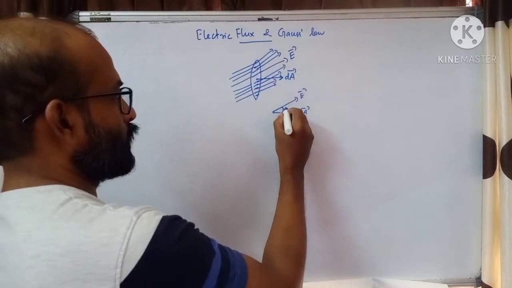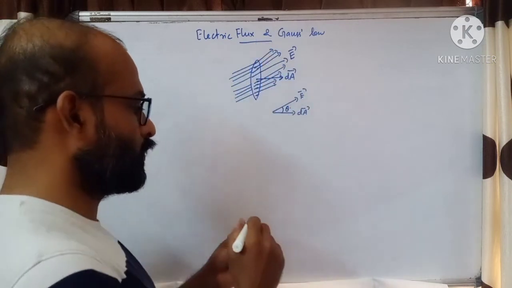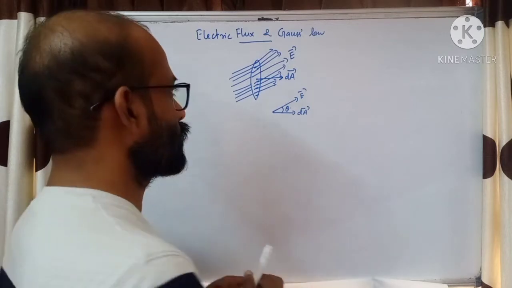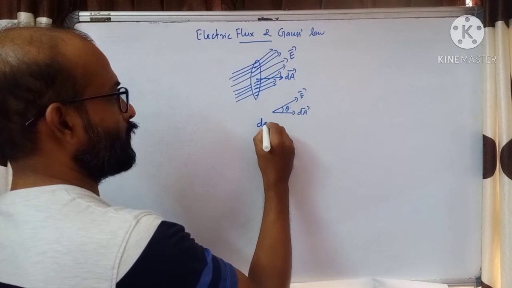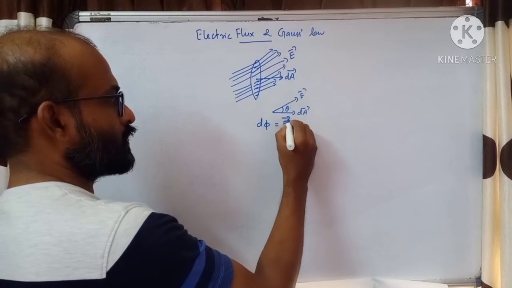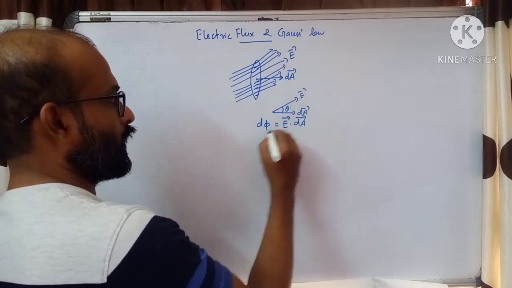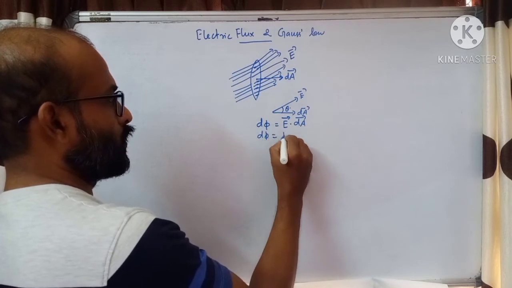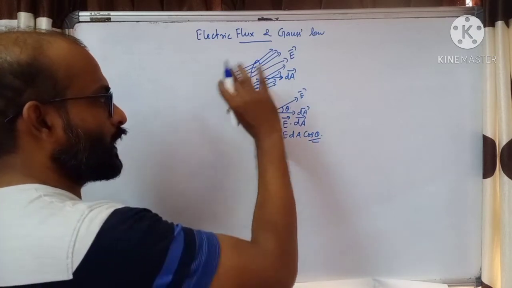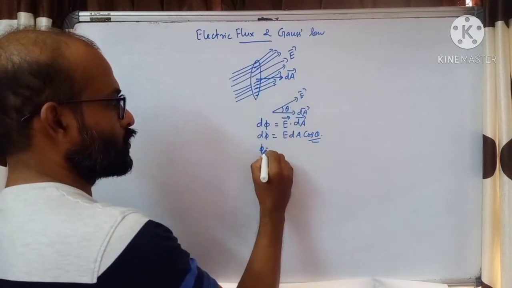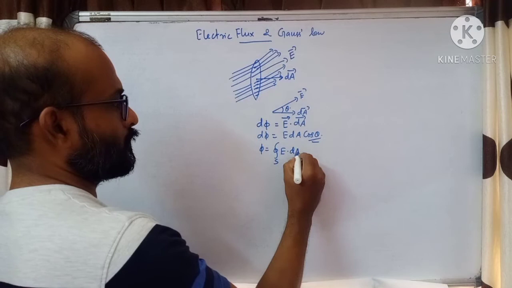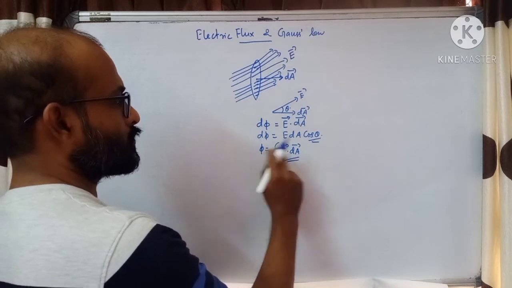Now, if theta is the angle between them, then the total number of field lines passing through the area in the direction of the electric field is called the electric flux. Flux has the symbol phi. The small flux through the small area dA is d phi, which we can define as E dot dA, and it is equal to E into dA into cos theta. Then the total flux through the entire surface area, phi, is equal to the closed surface integral of E dot dA.